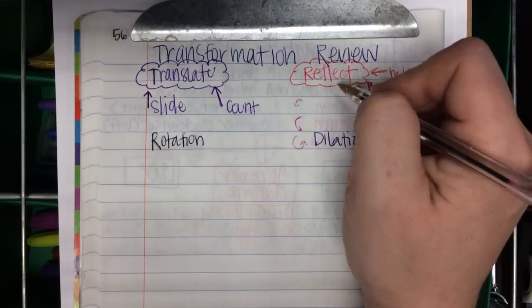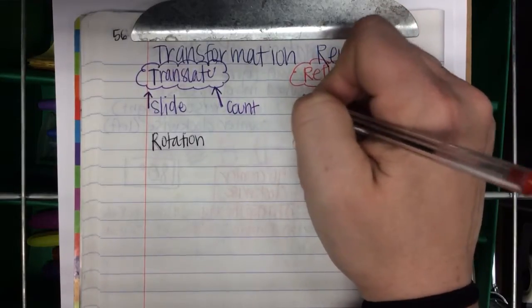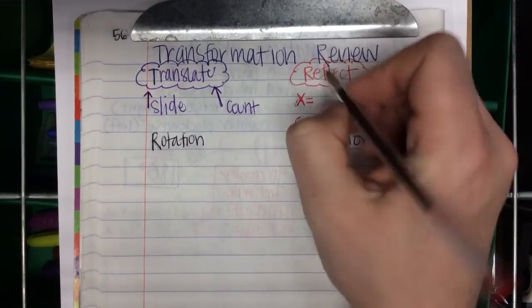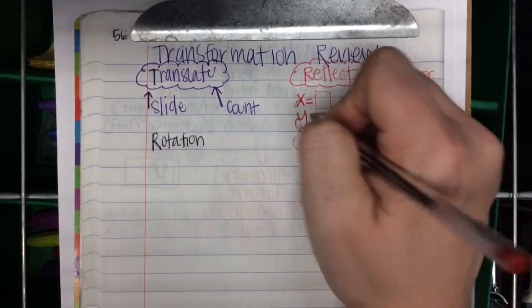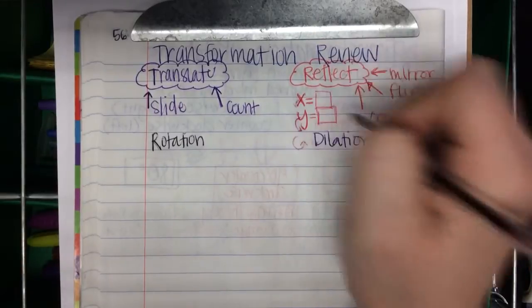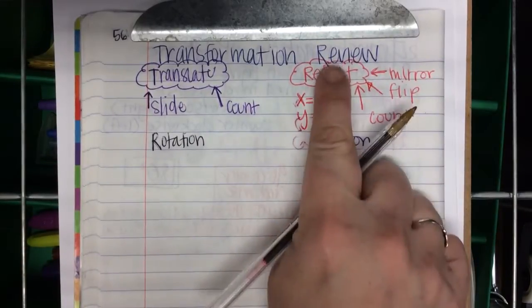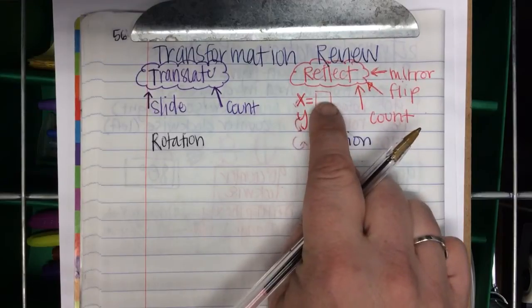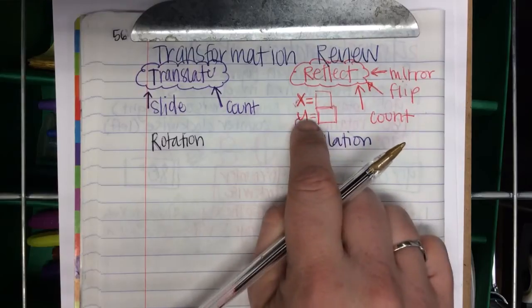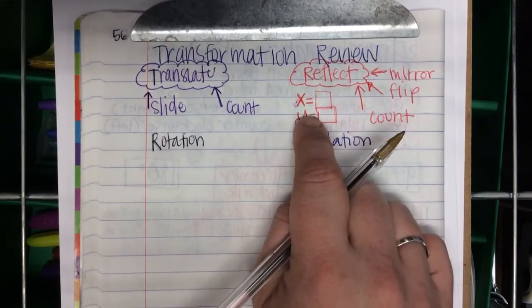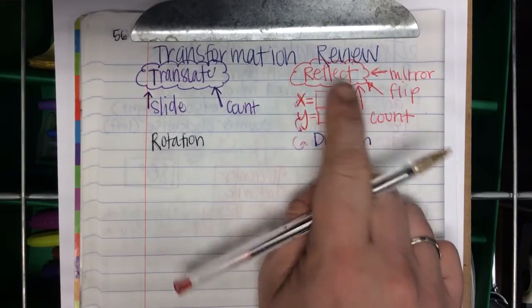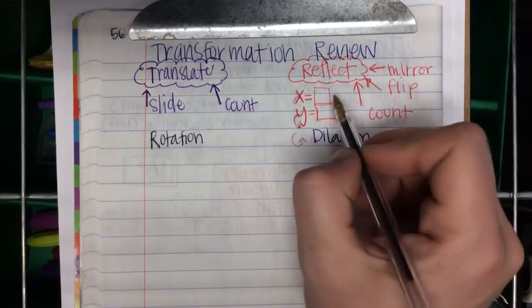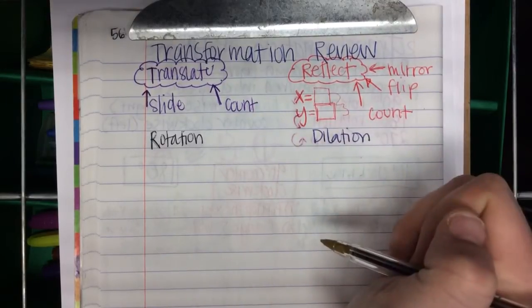The tricky part about reflection is if it says x equals and then a number, or y equals and a number. If it says reflect it over x equals 3, you have to draw in that line, right? And if it says reflect over y equals -2, you sometimes have to draw in that line. So that's the tricky part about reflections. You have to be able to tell where this line goes.